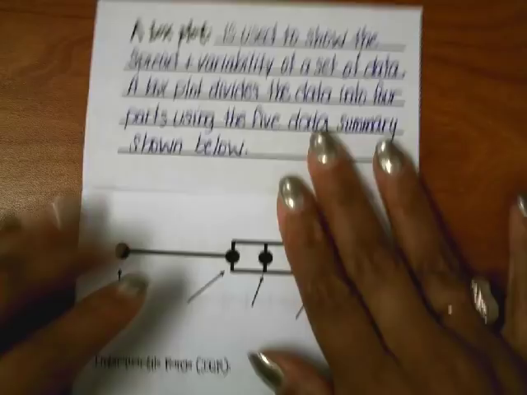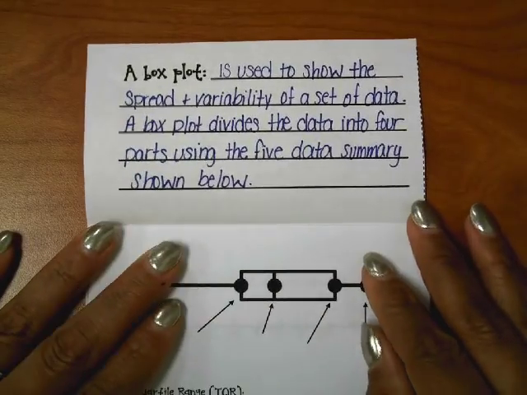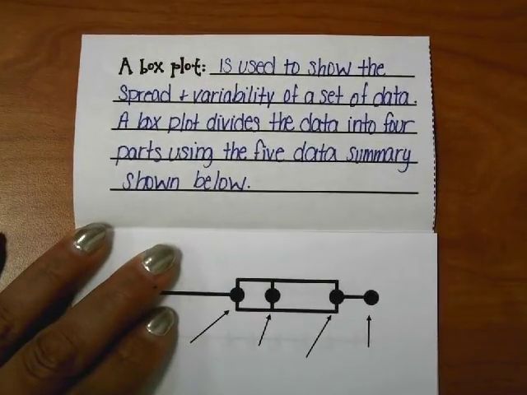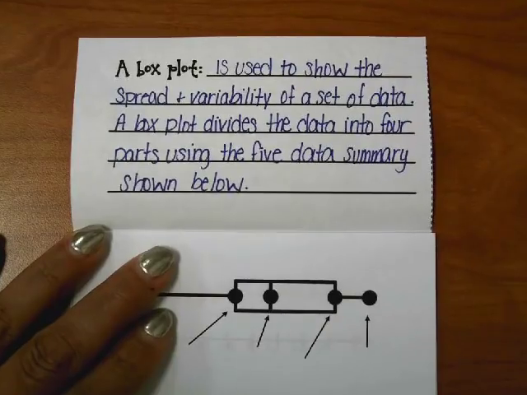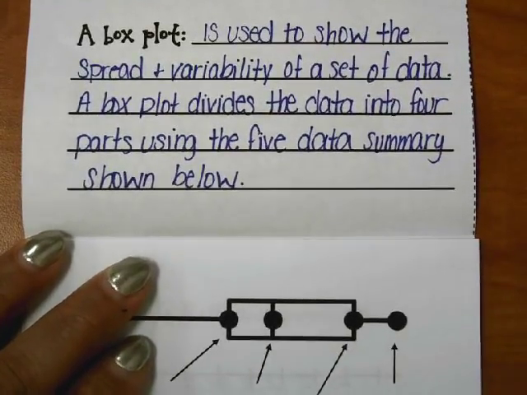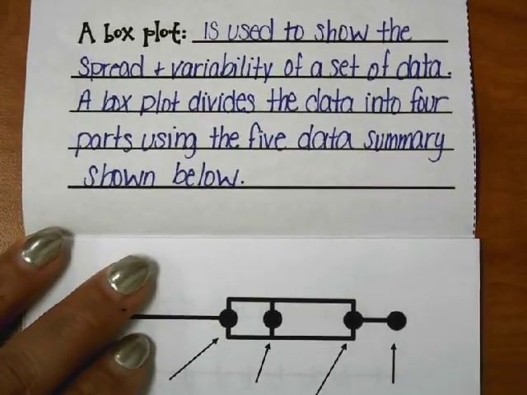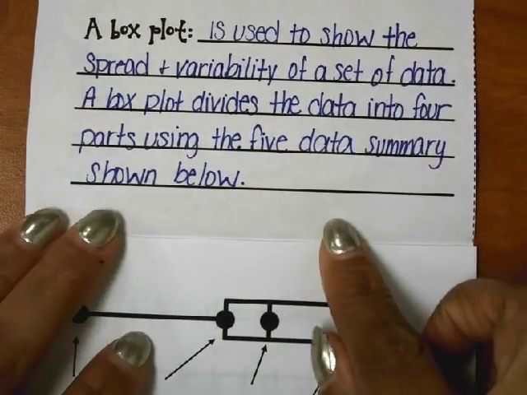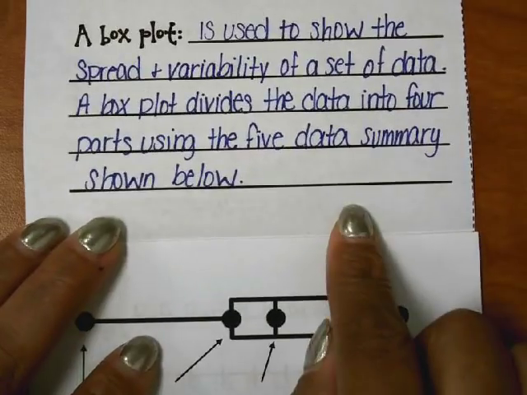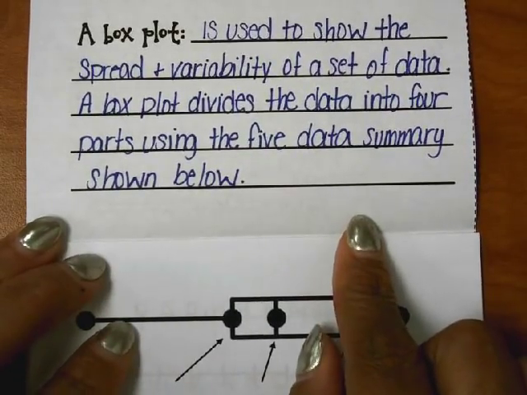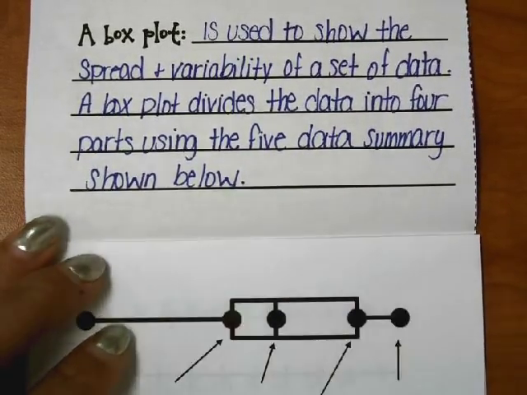Okay, starting off with what is a box plot? Box plots are used to show the spread and variability of a set of data. A box plot divides the data into 4 parts using the 5 data summaries shown below. If you need to copy this, which you actually do need to copy, go ahead again and pause the video, and so you can write this down, and then I will move on.